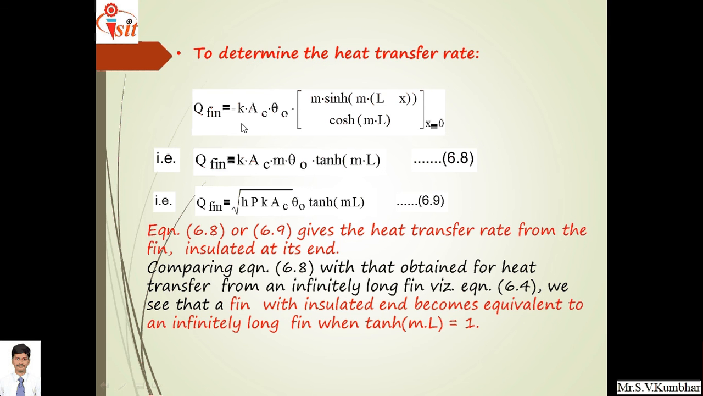So Q fin is equal to minus K theta 0 into bracket m sin hyperbolic m L minus x upon cos hyperbolic ml. Now putting x is equal to 0 and solving, we get the heat transferred through the fin is equal to K Ac m theta naught tan hyperbolic ml. Putting the value for m and solving, very similar to the previous derivation, we get the heat transferred through the fin is equal to square root of hP K Ac into theta naught, that is To minus Ta, tan hyperbolic ml, and this equation gives the heat transfer rate from the fin insulated at its end.